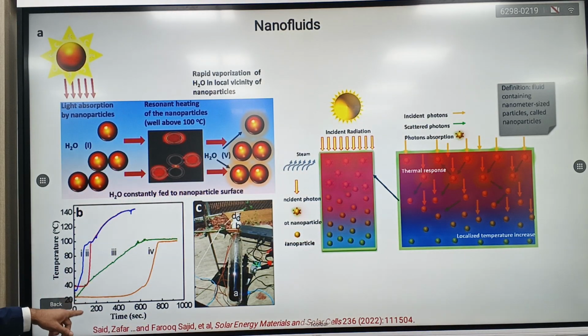So here is a graph. You can see the big difference. With the help of nanoparticles, the optimized nanoparticles, we can easily reach about 140 Celsius within 400 seconds. So it means they are very quick.